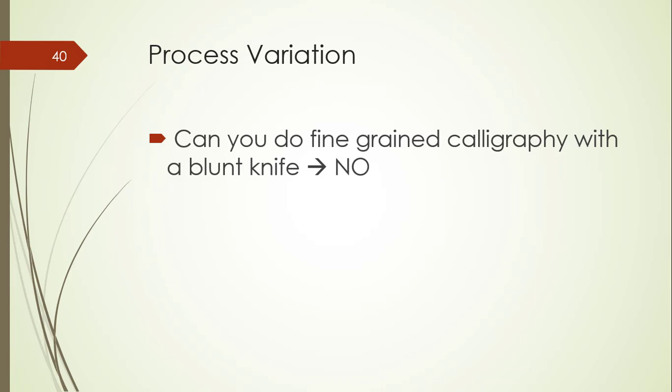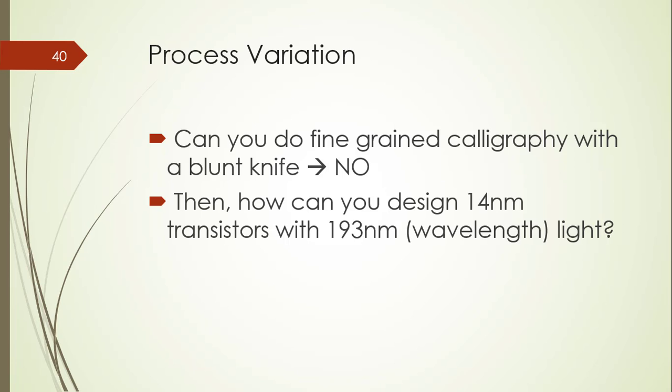What else? We can have something called process variation. So what are we trying to do? Can you do fine-grained calligraphy with a blunt knife? Well, the answer is no. Then how can you design 14 nanometer transistors with 193 nanometer light? You want to draw a structure like this on silicon, but the structure is essentially going to come out more like a bone, like this, on silicon.